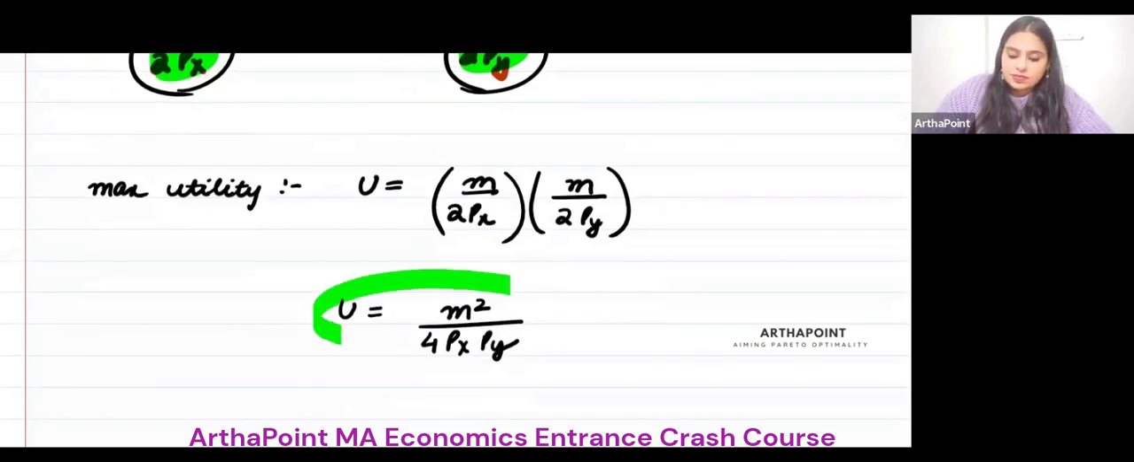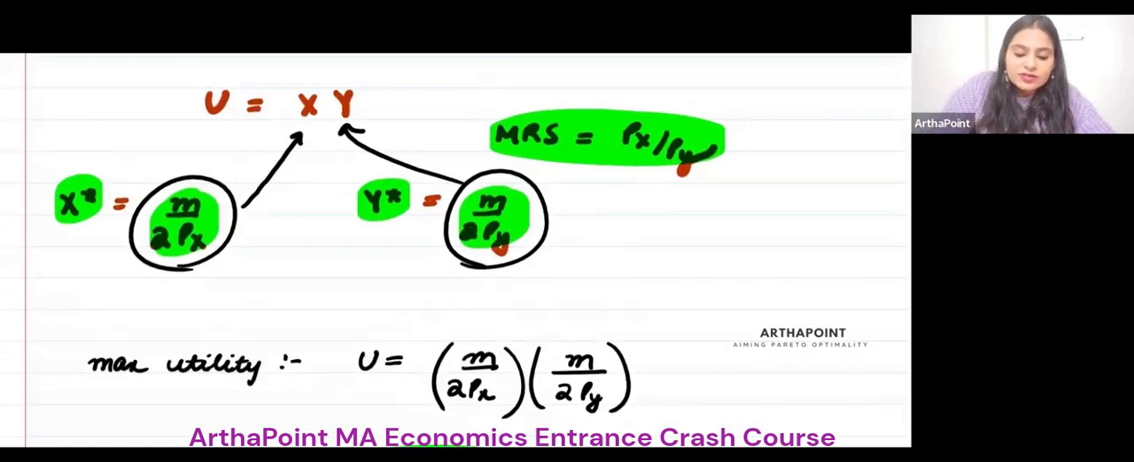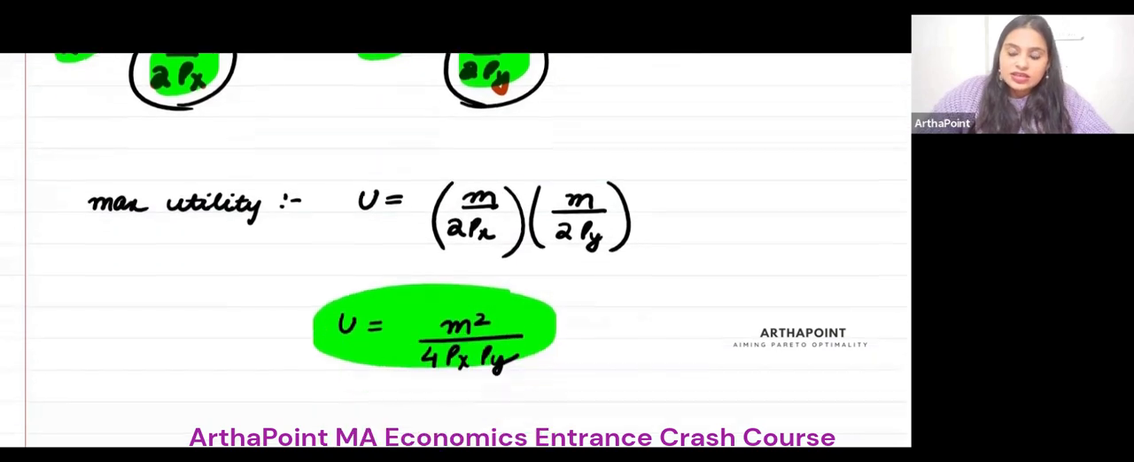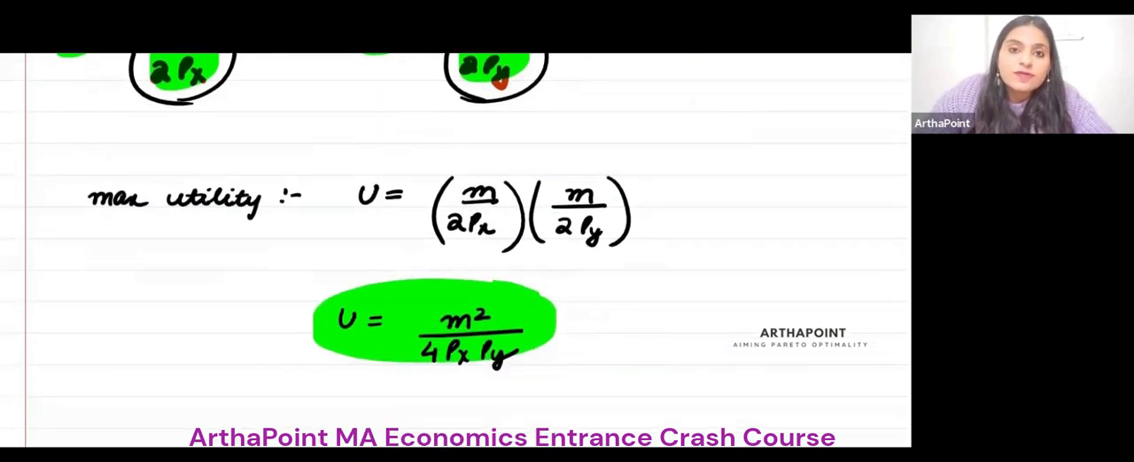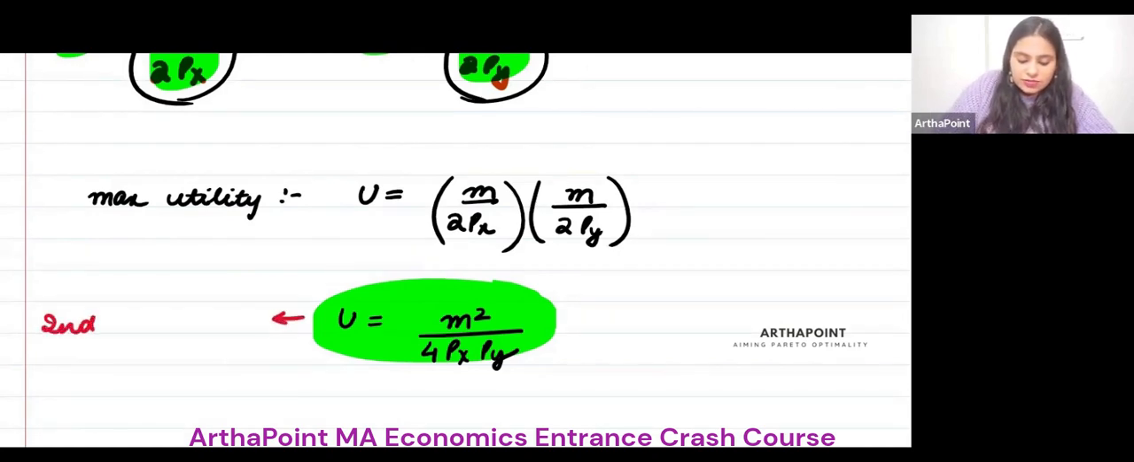This utility. यहाँ पे utility was a function of X and Y. Here utility has become a function of income and prices. This is called indirect utility function.